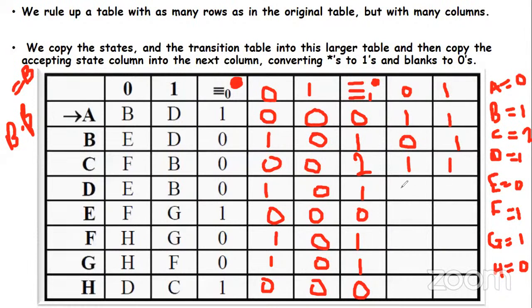The next one is EB. E equals what? 0. B equals 1. The next one is FG. FG equals what? 1 and 1. HG, we have 0, 1. HF, 0, 1. DC, this is what? No, this is 1. D is what? 1. And C is what? 2. Do you all understand up to this point?